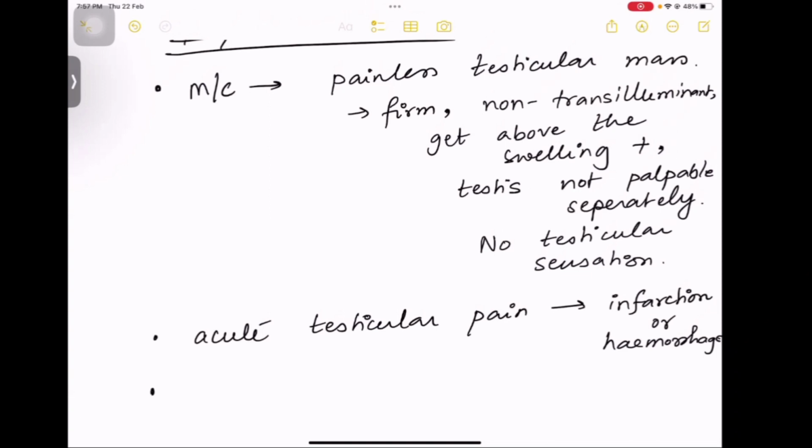Second feature is pain. This is an acute testicular pain that is either due to infarction or hemorrhage. So first chief complaint is the lump or the mass. Second chief complaint is the testicular pain.